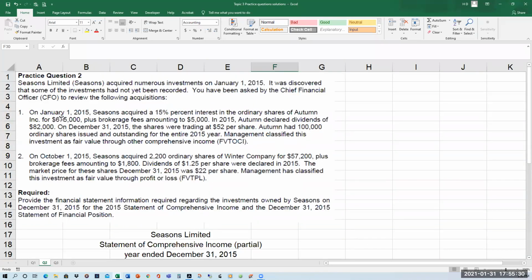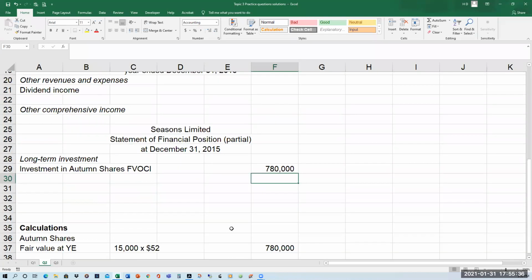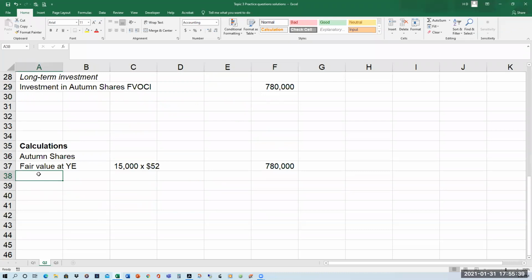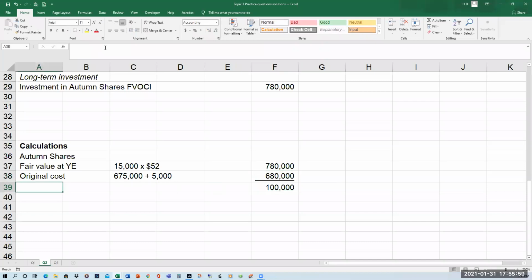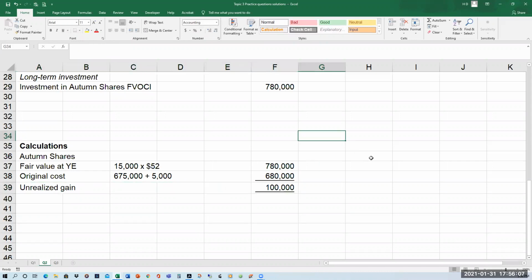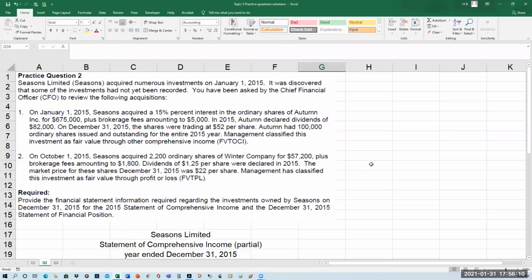The cost had been $675,000 plus the brokerage fees of $5,000. So the original cost was $675,000 plus the $5,000 of brokerage fees. So that's $680,000, and the unrealized gain of $100,000 will be reported in other comprehensive income, OCI. And yeah, that's about it.